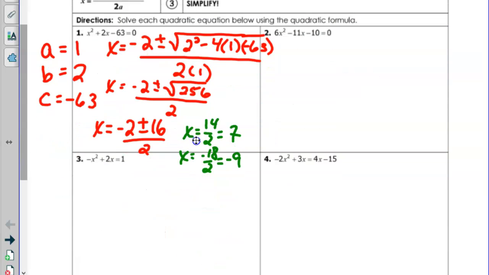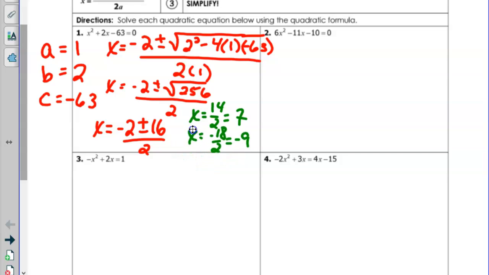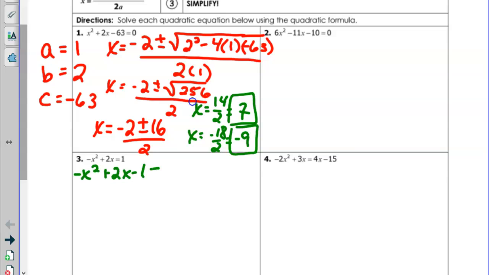Alright, let's do number 3 together. What do we have to do first to number 3 before we can do anything? We're going to subtract 1. That's going to give us negative x squared plus 2x minus 1 equals 0. Now we can identify our A, B, and C. What is A equal to?